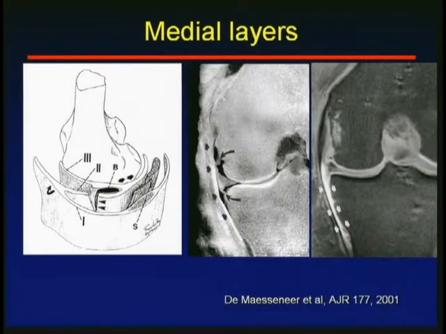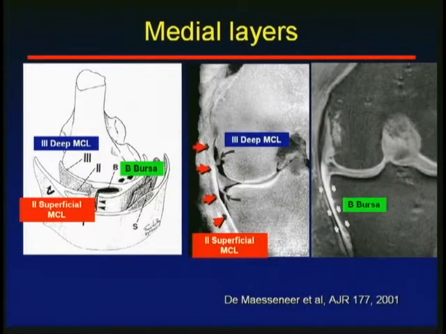The bursa is an important structure to be aware of. There is a tibial collateral bursa illustrated here on a more three-dimensional representation of the medial collateral ligament, the superficial being here, the deep being deep, and in between this tibial collateral bursa. And we will see distension of this bursa under a number of circumstances.